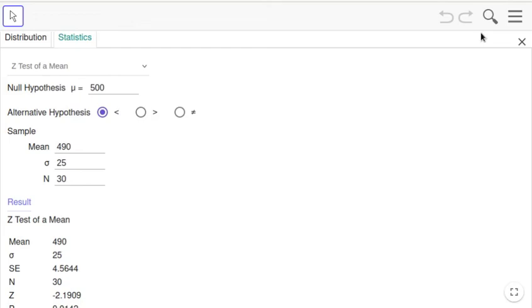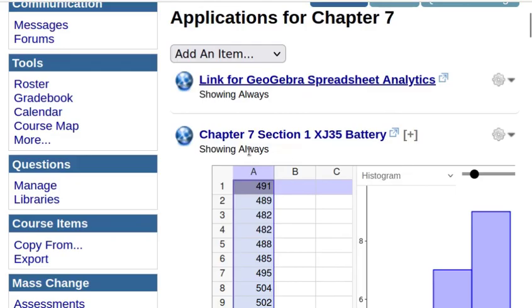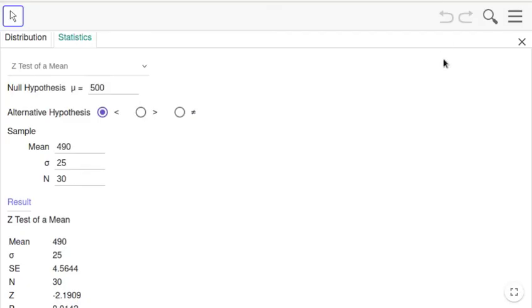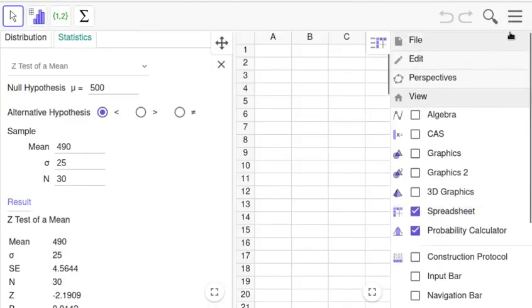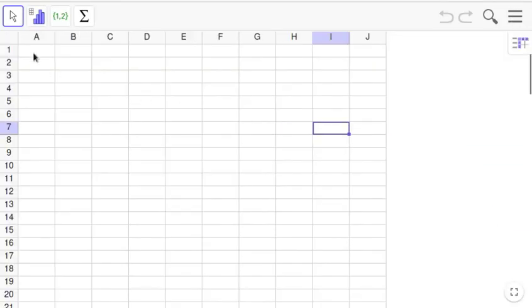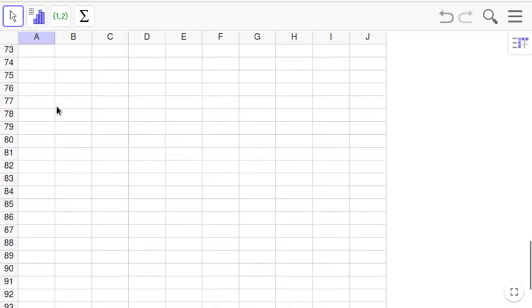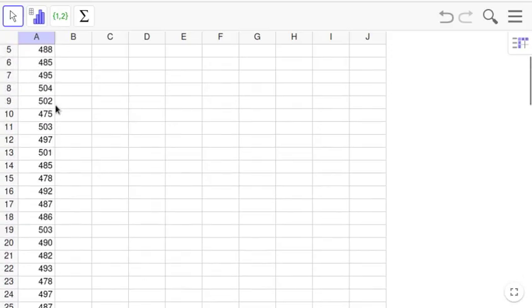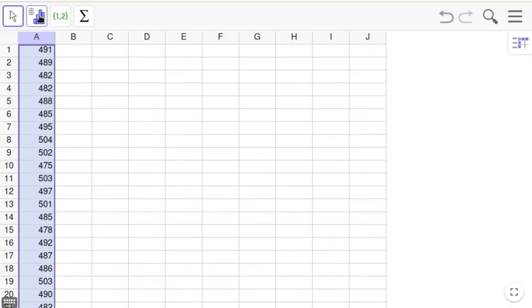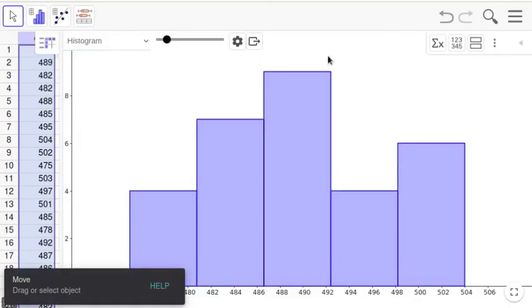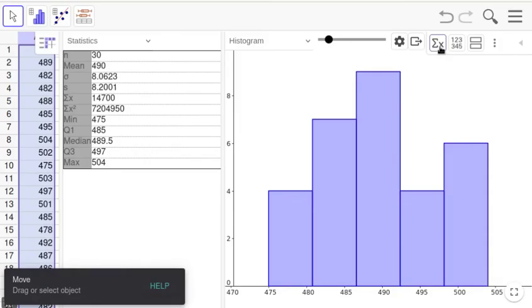Now let me show you how to do this with a spreadsheet and the original data that we started with. So if you go into the data for the Chapter 7, Section 1, XJ35 battery and copy it, you can paste it into a GeoGebra spreadsheet. So let's turn a spreadsheet on and the probability calculator off, and let's paste in that data. Let's make sure that it got all 30 data points, and it looks like it did. Let's select that column and do one variable analysis. Let's then get our statistics.